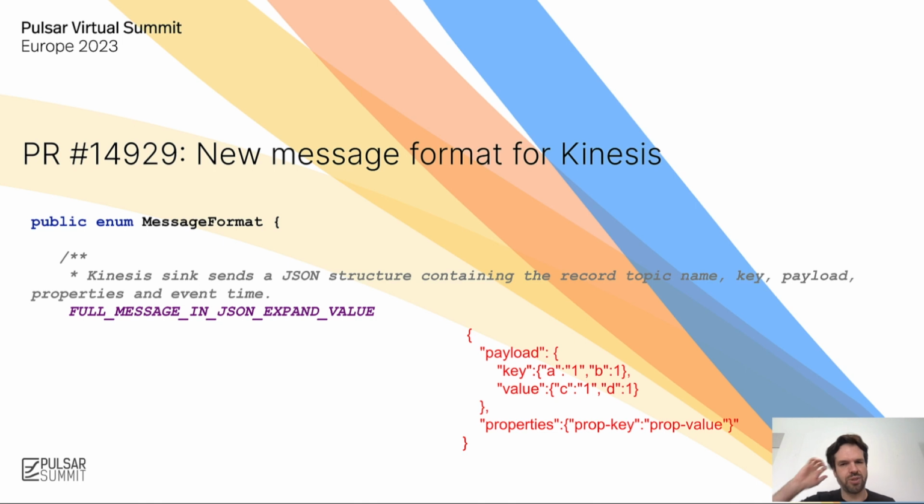So the first thing we did was to create a new message format for the Kinesis sink that would transform the payload to JSON. If you had a key value, there would be a key field and a value field, and then depending on the schema type, we converted the value to JSON. For Avro, we use a converter from Avro to JSON. This is how it looks for a standard payload: you have key A, B, value A, C, D.